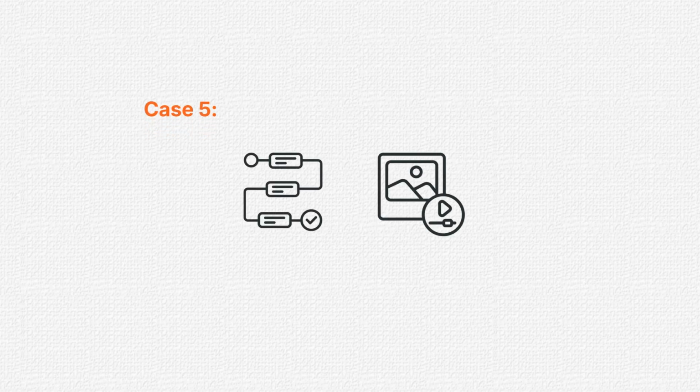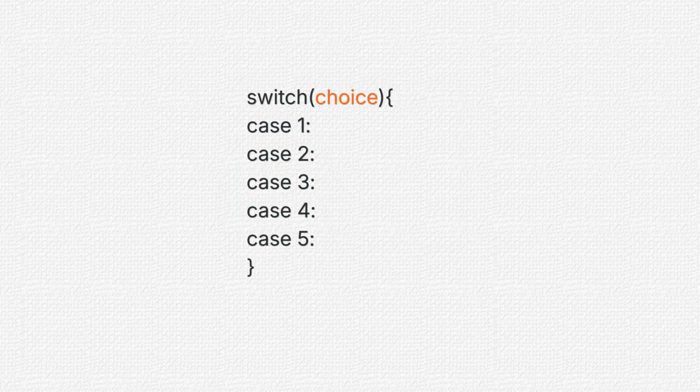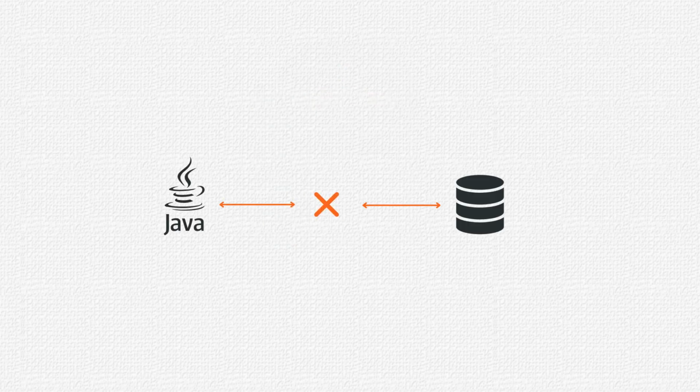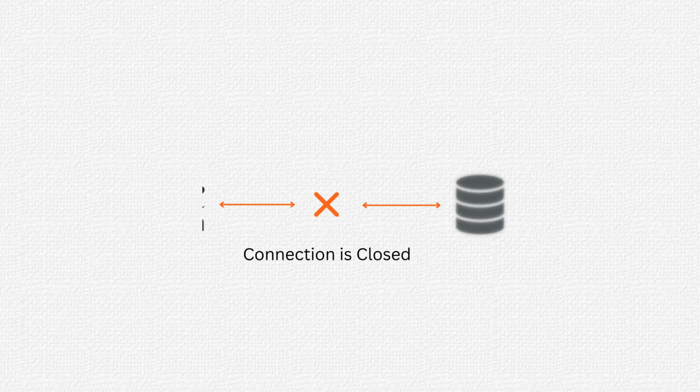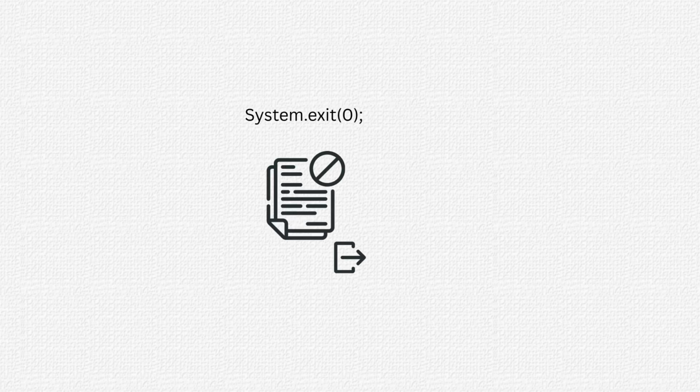Now let's understand the case 5 flow visually. If the user enters 5, the value 5 is stored in the choice variable. The switch statement checks the value of choice. Since the value is 5, case 5 executes. The program closes the database connection and prints a connection closed message. Then the System.exit method terminates the program successfully.